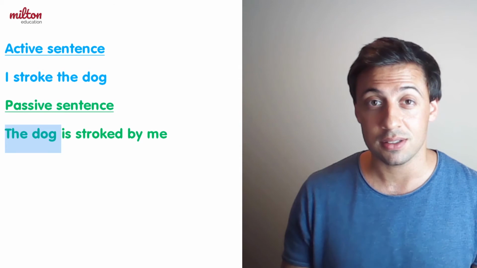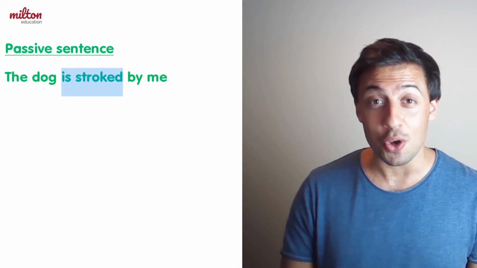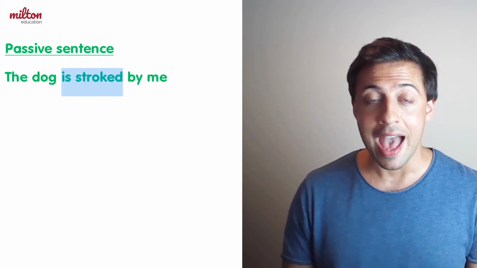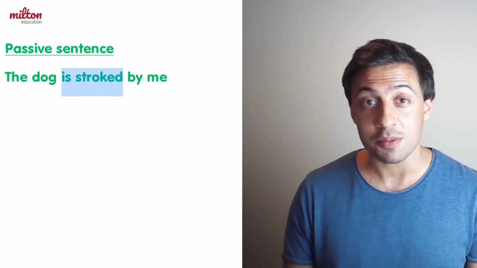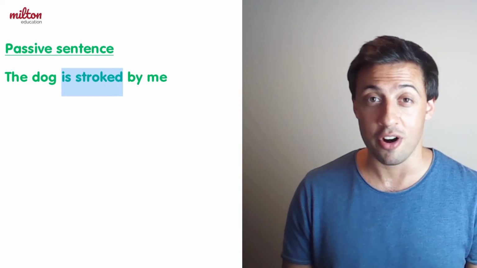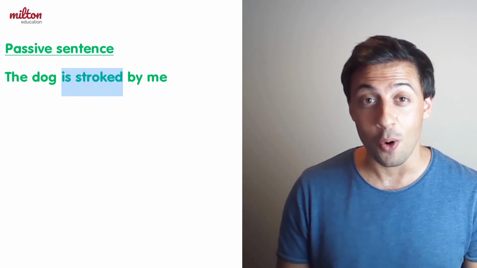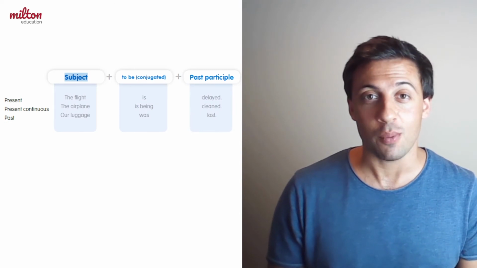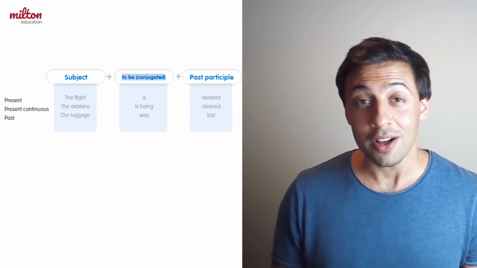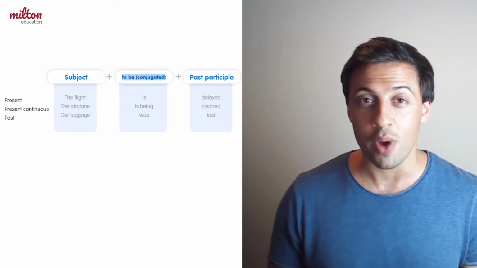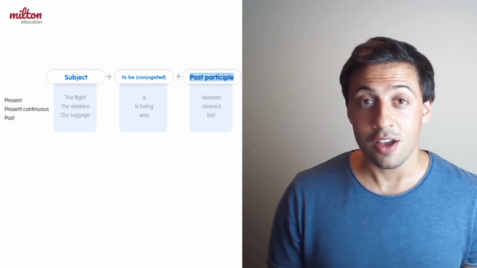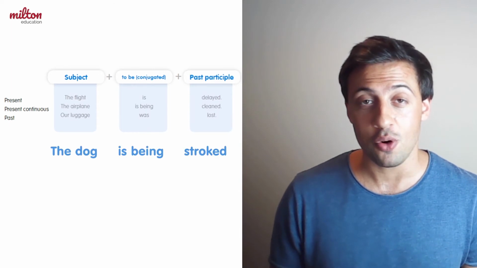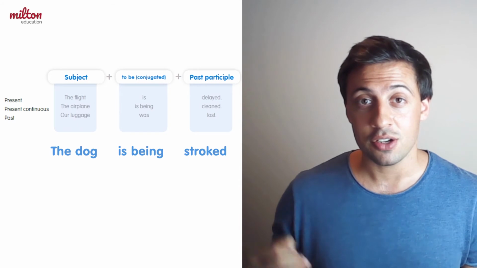beginning of the sentence. You can see that there are now two verbs in the sentence. Is, which comes from the verb to be, and stroked, which is the past participle of the verb to stroke. This is because of how we form passive sentences. We form a passive sentence by starting with the subject. Then we conjugate the verb to be depending on which tense we are speaking in. Finally, we add a verb in its past participle form. So just as you saw in the example, the dog is being stroked.